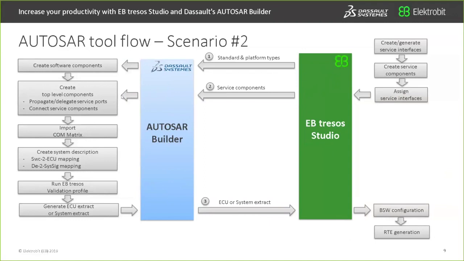The next step in AUTOSAR Builder is, once you have created your software components on the application layer, you will connect the application software components with your service components. And then the next steps are as in the use case before: you import your communication matrix, create your mappings, run your validation profiles, and at the end, you generate either an ECU extract or system extract and hand it over again to EB tresos Studio for the basic software configuration.